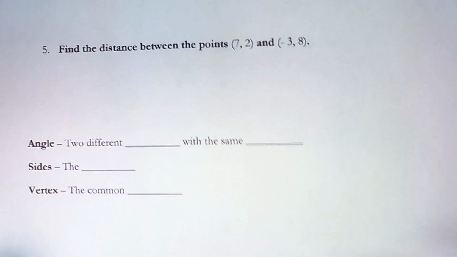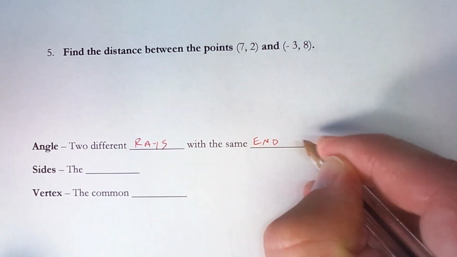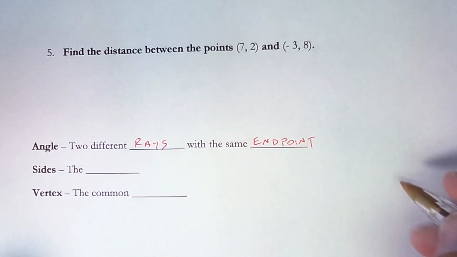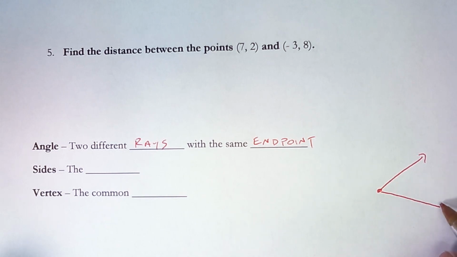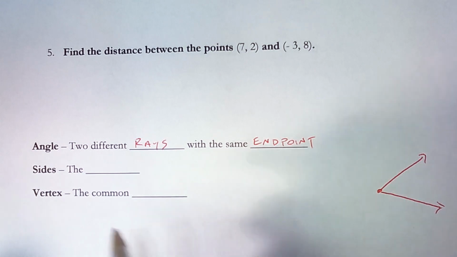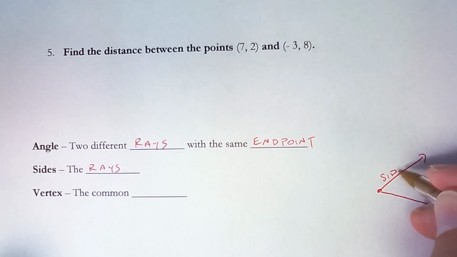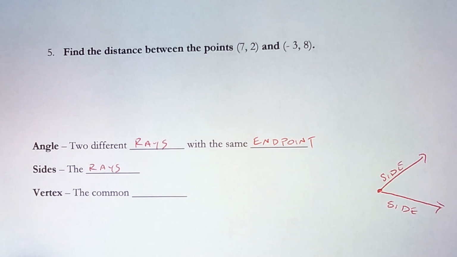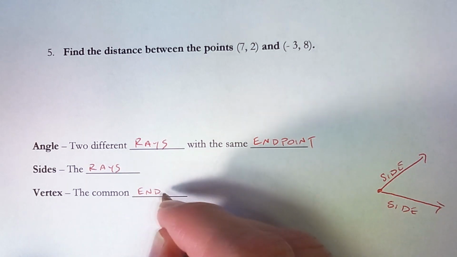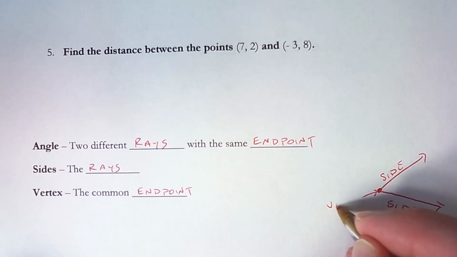An angle is two different rays with the same endpoint. So here is a ray. Here is a different ray with the same endpoint, and that forms an angle. The sides are the two rays. So here's a side, and here's a side. The vertex is the common endpoint. So this right here is called the vertex.